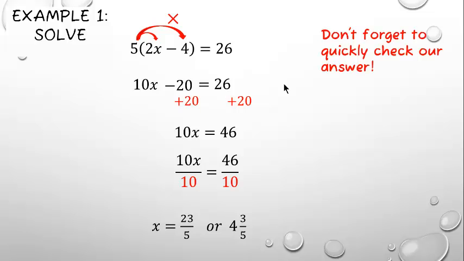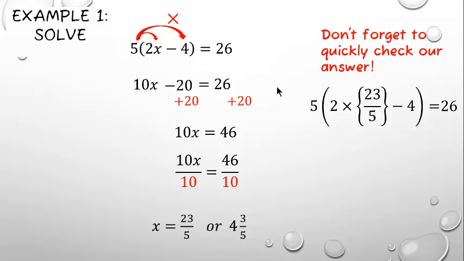What we need to quickly do is check our answer. So we need to substitute x equals 23 over 5 into the original equation. So we have 5 outside of 2 times x, so 2 times 23 over 5 minus 4. That gives us 26, which is actually what the question said. So we've got the correct solution. Now I'd like you to pause here, write that example down, and when you're ready, press play and we'll go through another example.